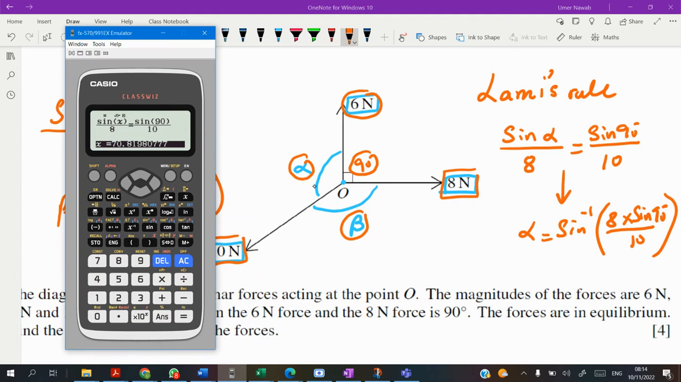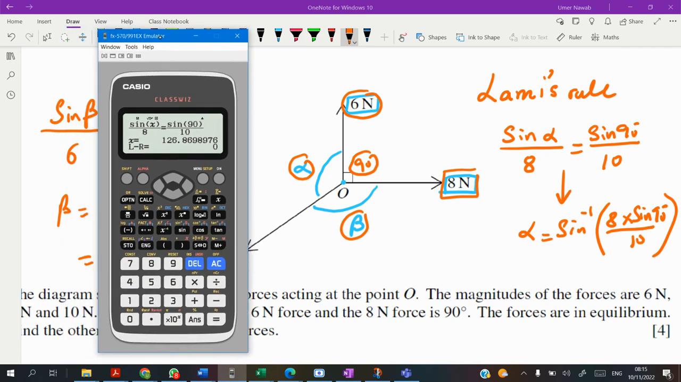Look at that. So I shouldn't give a sensible guess here as an acute angle. So I need to give my guess as 150, for example. Look, I got 126.8, and this is the sensible answer. Otherwise, the calculator will give you an acute answer. So be careful about using this equation solver.